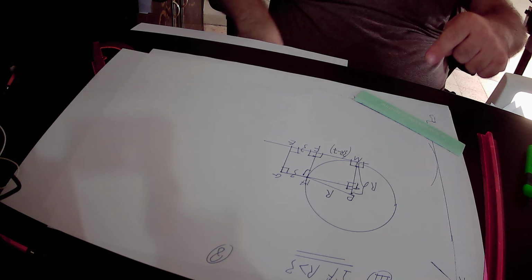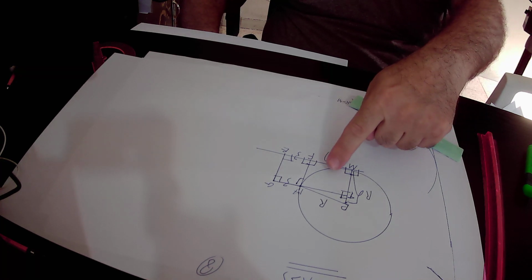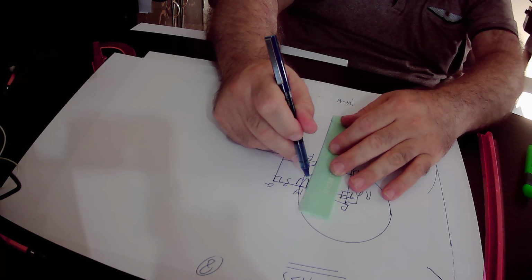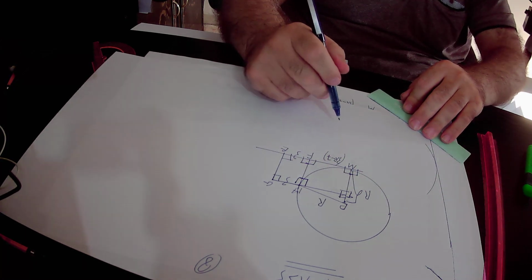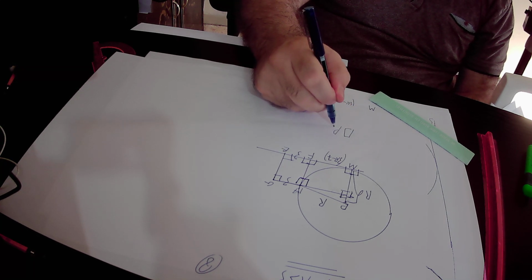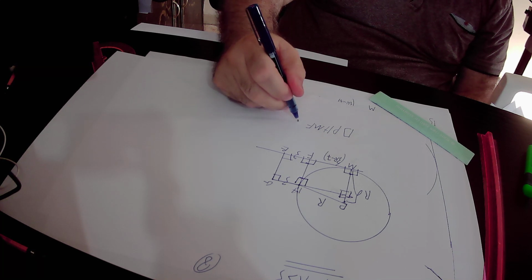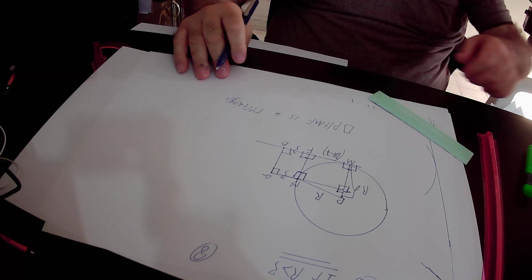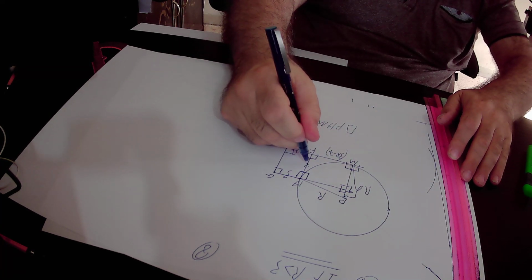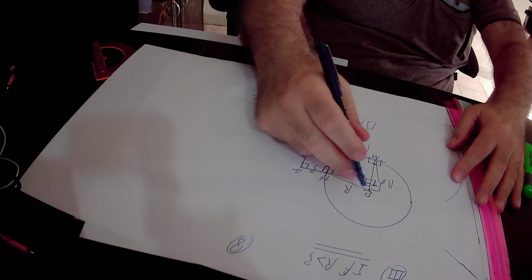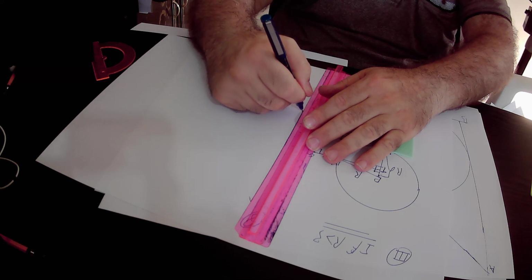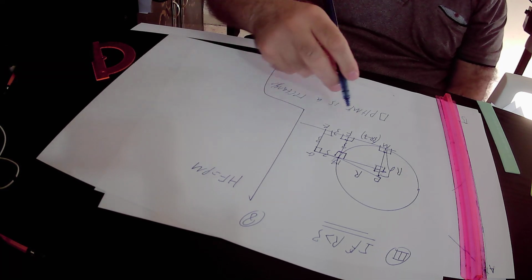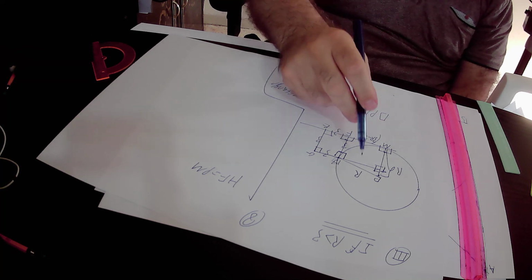Here inside quadrangle PHMF, we have 1, 2, 3 right angles. Therefore, the fourth angle must also be equal to 90 degrees. So quadrilateral PHMF is a rectangle. We know that the opposite sides of a rectangle are equal to each other. That is to say, edge GF equals PM. In rectangle PHMF, edge GF equals PM.